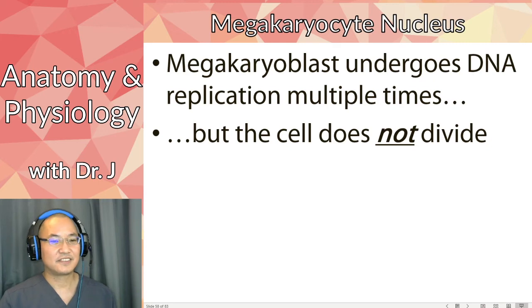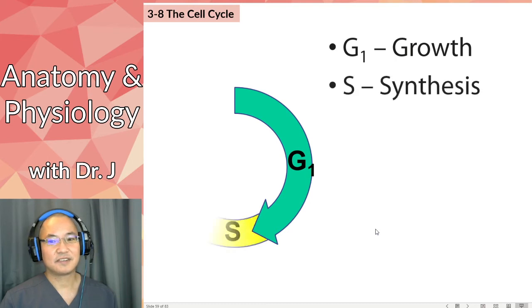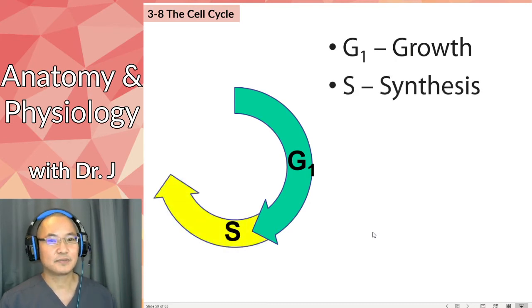So if you don't know what the cell cycle is and what DNA replication in a cell is, go back to my previous lectures and review chapter 3. I believe that's a cell biology chapter in your book. Alright, so then the cell cycle, there are four main phases. You have your G1 phase, you have your S phase, and this is the phase where a cell duplicates its DNA and duplicates its chromosomes.